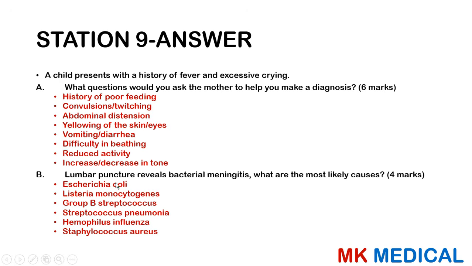Now that we find out that it's meningitis, the causes in children are as follows: Escherichia coli, Listeria monocytogenes, Group B Streptococcus, Streptococcus pneumoniae, Haemophilus influenzae, as well as in some cases Staphylococcus aureus.